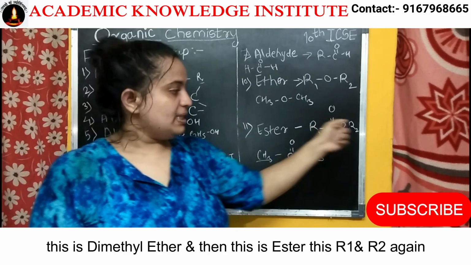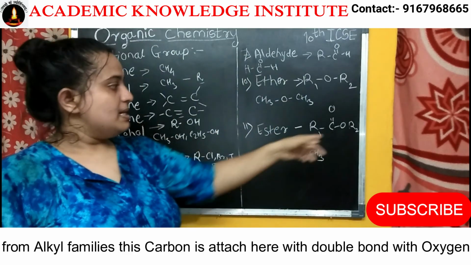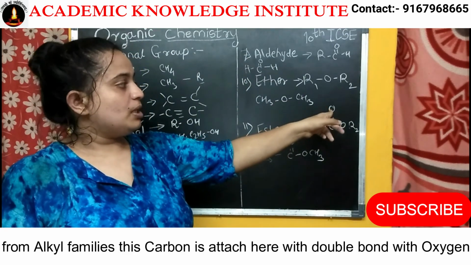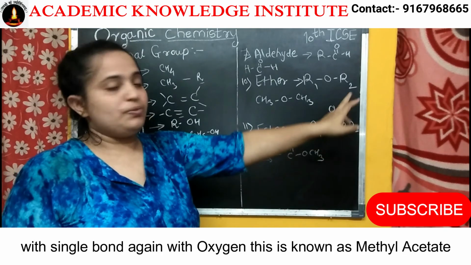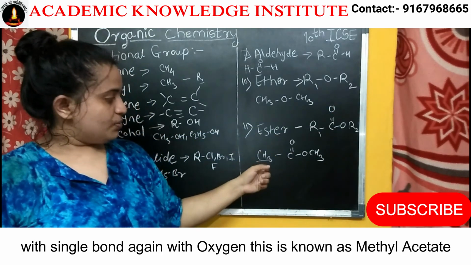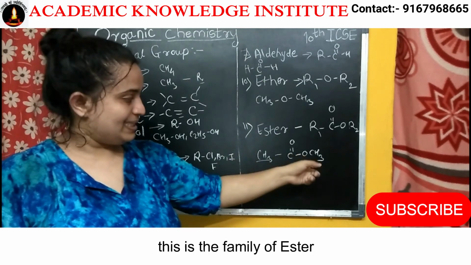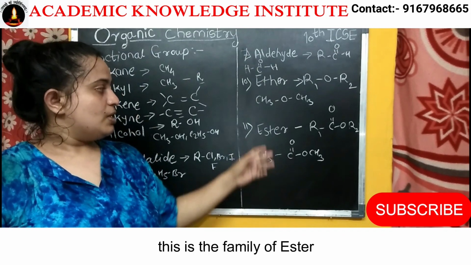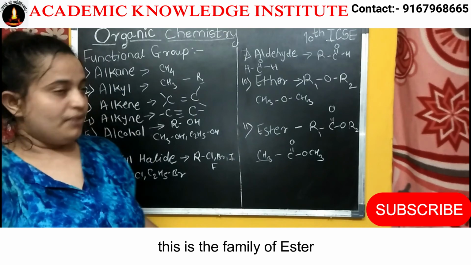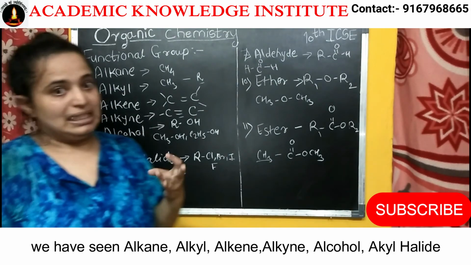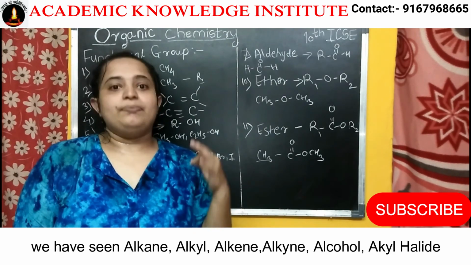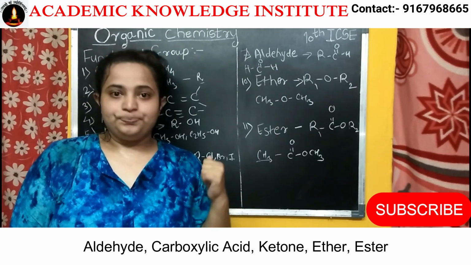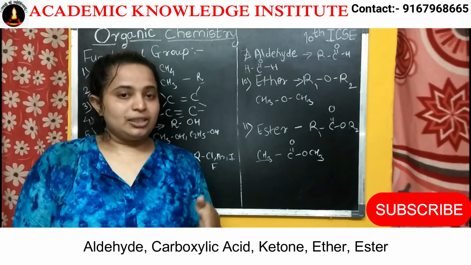This R1 and R2 are again alkyl families, and this carbon is attached here with a double bond to oxygen and a single bond to again the oxygen. This is known as methyl acetate. Okay. So this is the family of ester. We have seen alkane, alkene, alkyne, alcohol, alkyl halide, aldehyde, ketone, ether, ester.